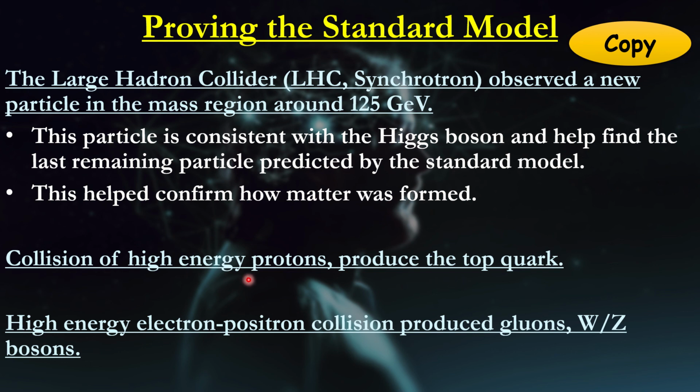We can also have really high energy collisions between protons, and that can help us see the top quark. So that's another way we can show it. High energy proton collisions, or positron and electron collisions, can also release gluons and the W and Z bosons.